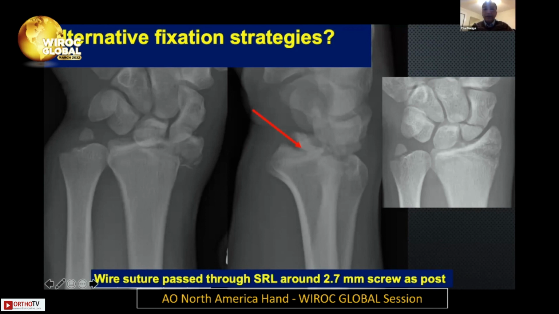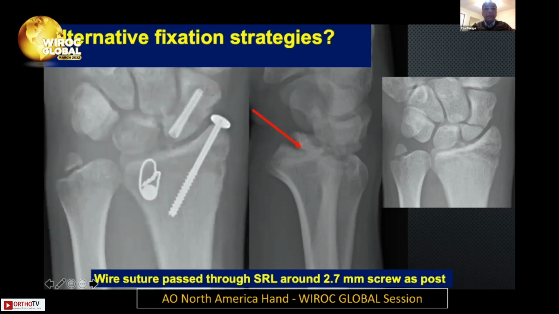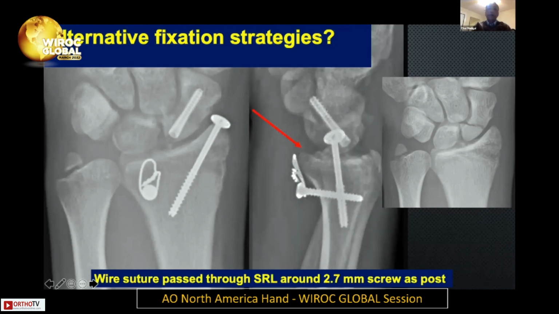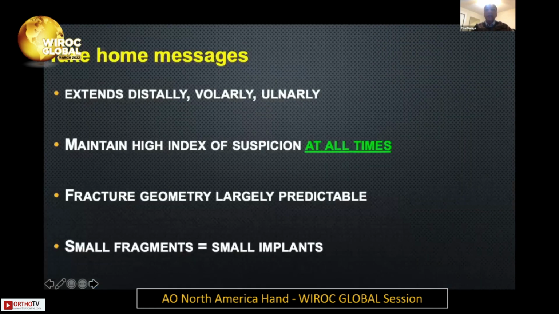And I was quite confident that I would not be able to fix it with traditional fixation techniques. So I chose to do what Jesse had described many years ago. I used a wire suture and passed it around a 2.7 millimeter screw, which I used as a post, something that I learned from our sports medicine colleagues. So that wire suture pulled it right back into place, giving an excellent restoration of the volar lunate facet. So what are the take-home messages?